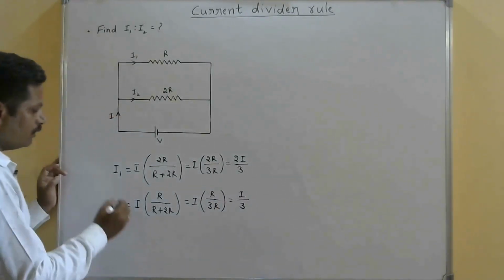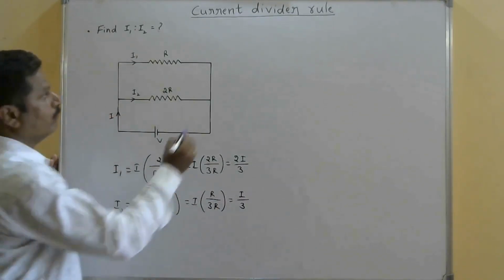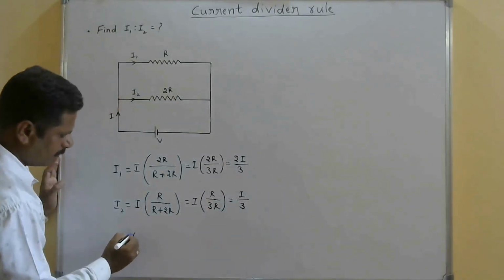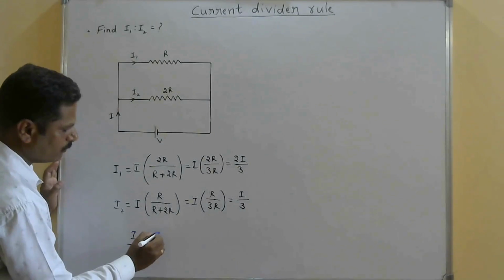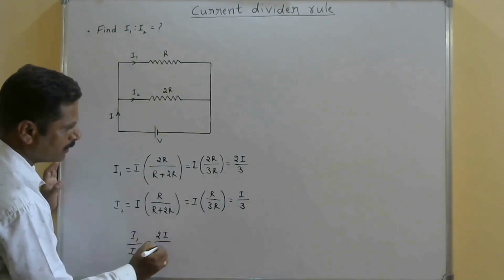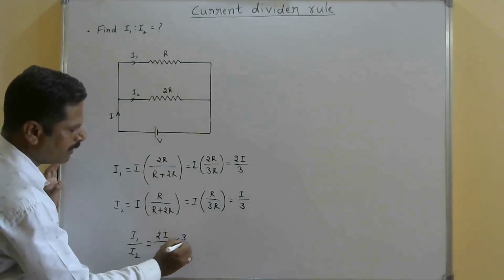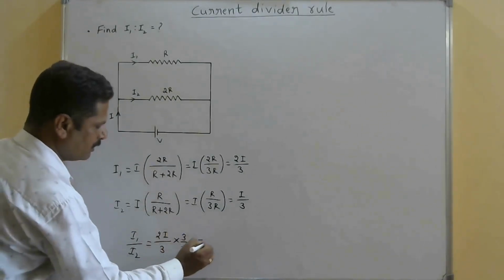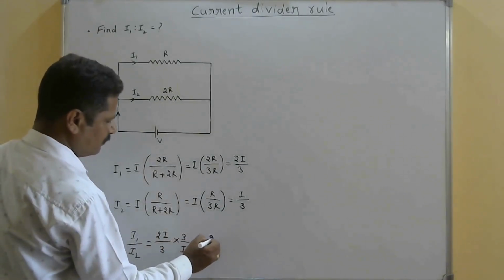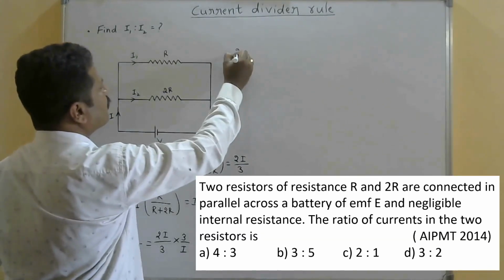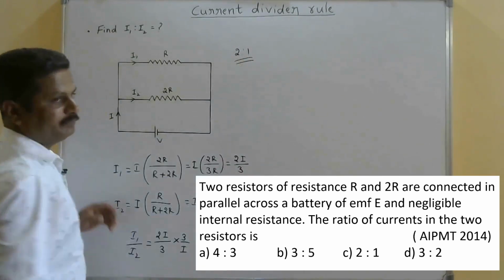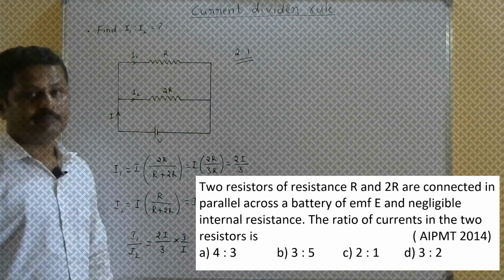Now we need to find out I1 by I2. I1 by I2 is equals to 2I by 3 is to I by 3. So we get 2 is to 1, 2 by 1. So the answer is 2 is to 1. Let's go to the next problem.